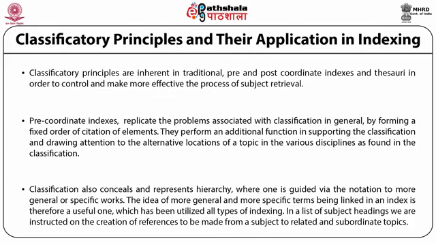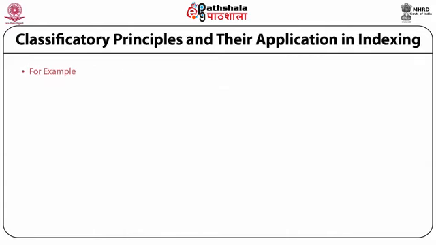In a list of subject headings, we are instructed on the creation of references to be made from a subject to related and subordinate topics. Take for example the term accounting from the thesaurus or subject heading list. Under it there is an instruction or reference, see also. See also the terms auditing, inventories, etc. So it means that the terms auditing and inventories are quite related to accounting. So the relation has been established.